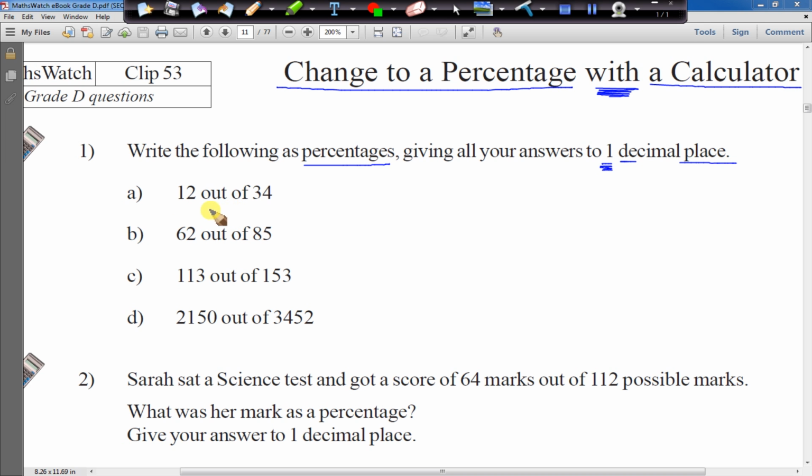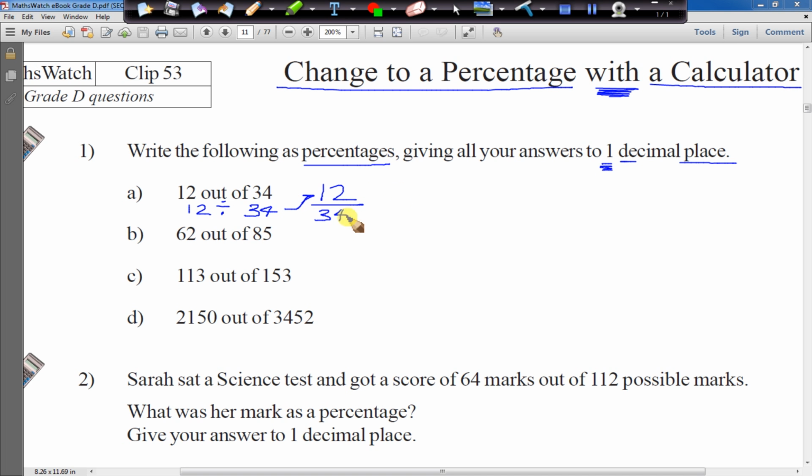So, Zainab, what does out of mean? Out of means divide. Thank you. So this word here means divide. So it's 12 divided by 34. Once you set the question up into this arrangement, it can be rewritten as 12 over 34, where this line represents the divide line.